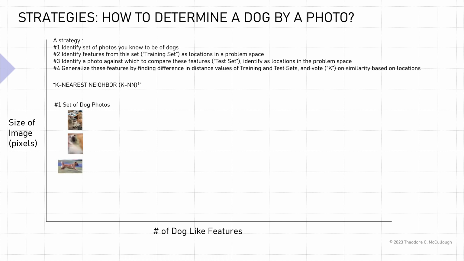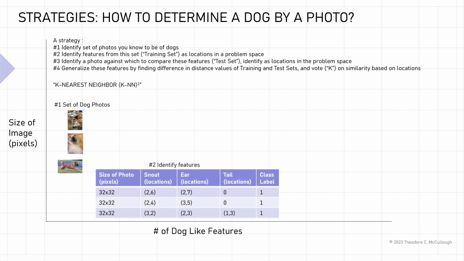The way this works is that you, again, identify a set of dog photos, take features from that set of dog photos and put them into a table. So you'll have a table where each row represents a photo, and then you have features associated with each of those photos in the form of, for example, the location of a snout, an ear, or a tail in the photo. Then you'll label that photo as to whether or not it's a dog, with 1 being that it is a dog, 0 being not a dog. And that will constitute your training set.